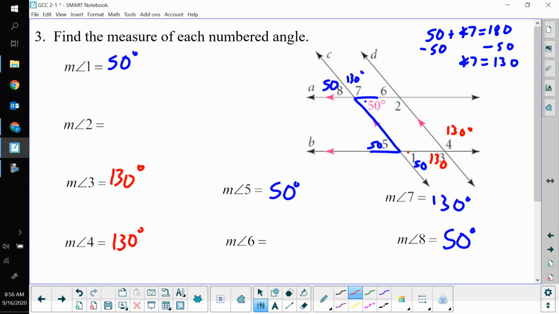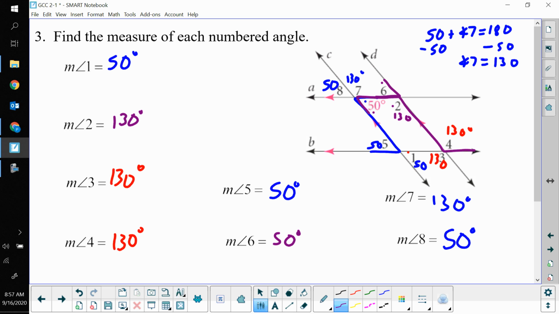From there, we could do a zigzag with these ones to get an alternate interior angle for 2 of 130. The other way you could have gotten angle 2 is that angle 2 is same side interior with the 50. And then angle 6, you can either get that it's on a line with angle 2, so it has to be supplementary, or you can do a zigzag going this way for alternate interior, so angle 6 also has to be 50 degrees.